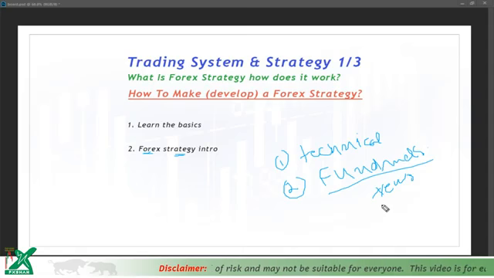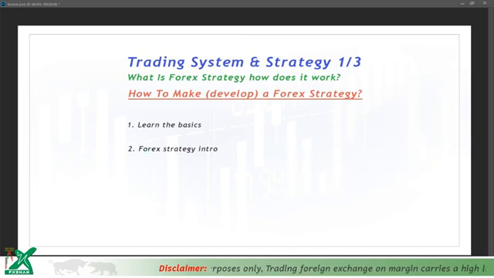So your strategies can be based on technical or fundamentals, or you can combine technicals and fundamentals, and based on that you can develop your own strategy, right? After that, there are other options on which you can apply your strategy, right?